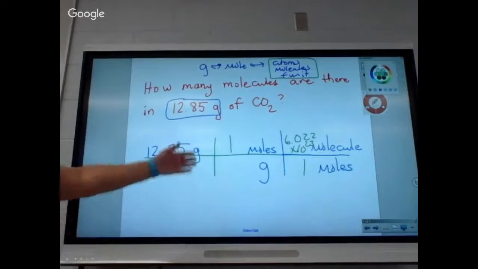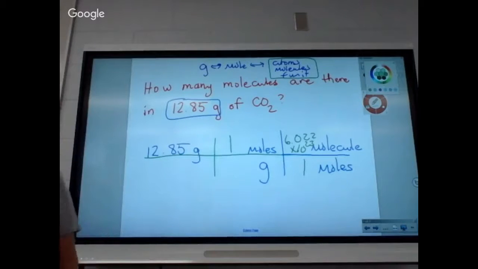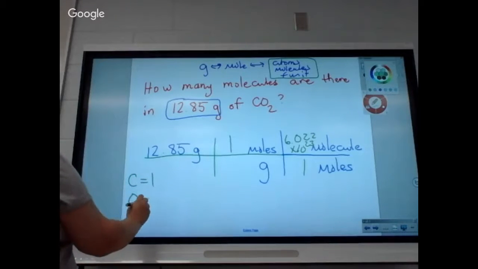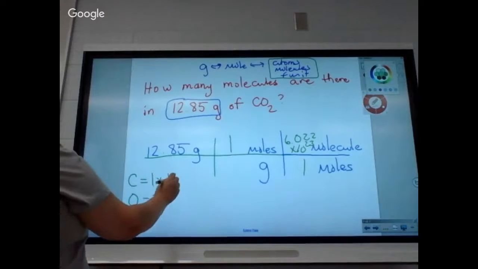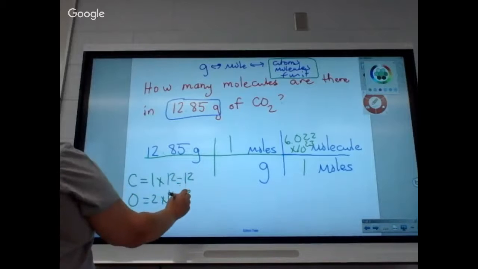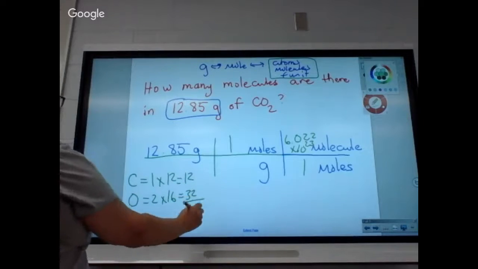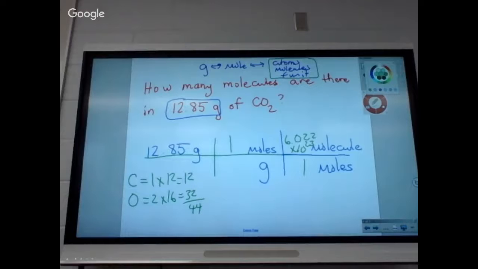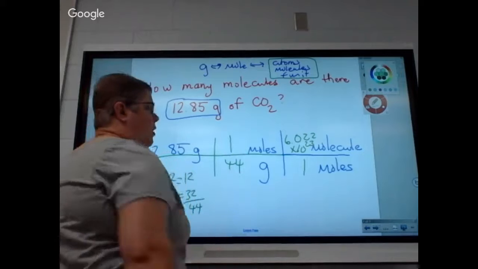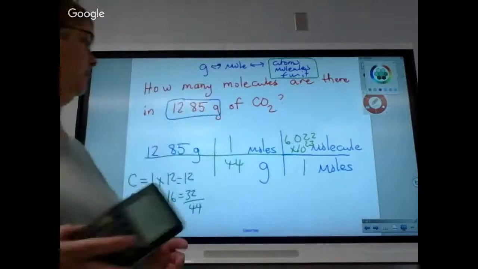Now, the last thing we need is the grams. If we have an element, we just look it up on the table. Do we have an element? No, we have a compound. So break it apart. How many C's do you have? One. How many O's? The mass of carbon is 12. The mass of oxygen is 16. You get 12, you get 32. Add it together, you get 44. So where do I put the 44? Grams.